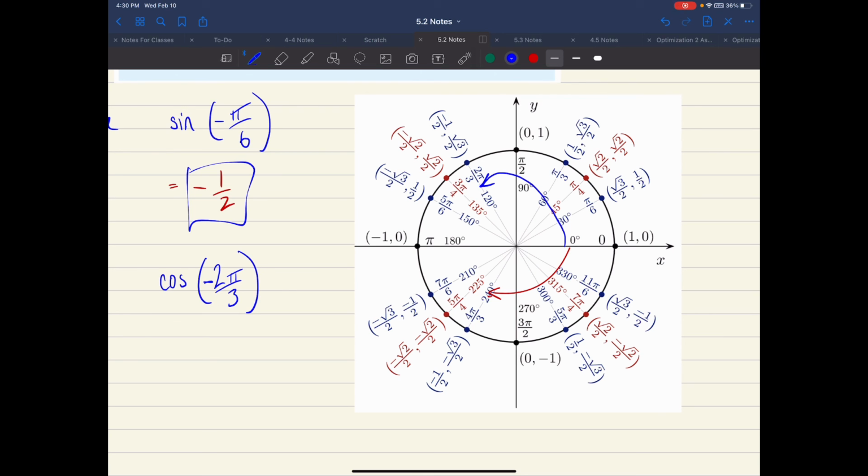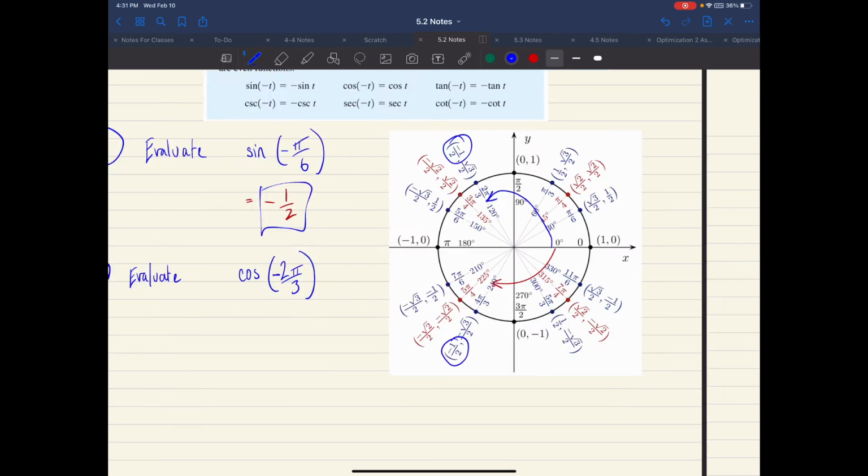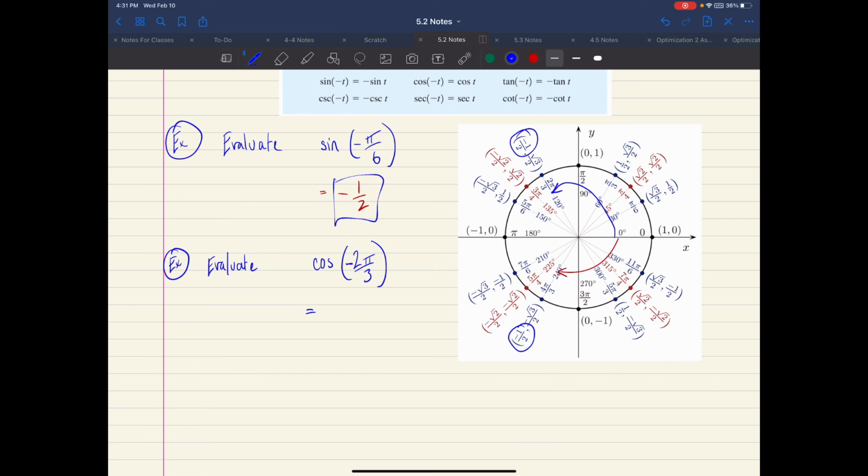So we're looking at the x coordinate at that, and it's negative 1/2 for 2 pi over 3, and it's negative 1/2 for negative 2 pi over 3. So that's that property where it doesn't matter if you plug in a negative or a positive angle into cosine, it will always be the same. So this is negative 1/2.